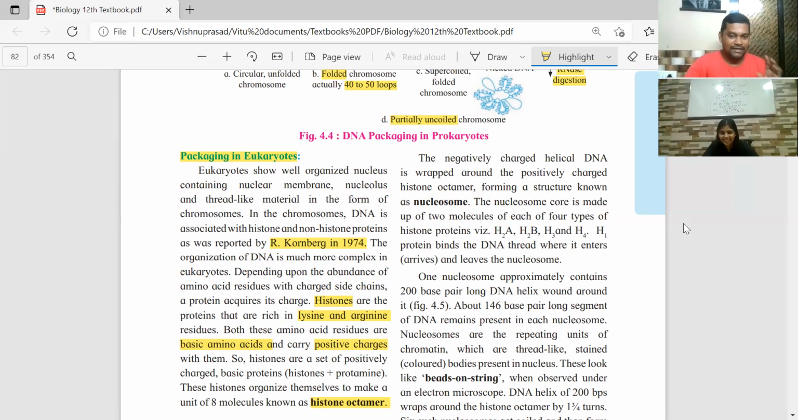Now, this DNA which is wrapped around the histone octamer, this whole structure that is formed, we call it one nucleosome. Remember this word. Nucleosome. What is a nucleosome? I'm telling you.